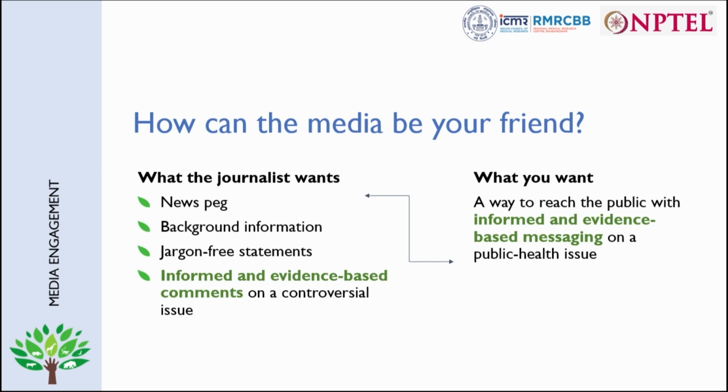So what do journalists want and what do you want? Journalists want a news peg, something new. Journalists will definitely pick up and publish, whether it is print media, digital media, or social media. Background information, why this information is very important. For example, COVID is a problem. Now we have a COVID vaccine. Immediately it will go in the news.